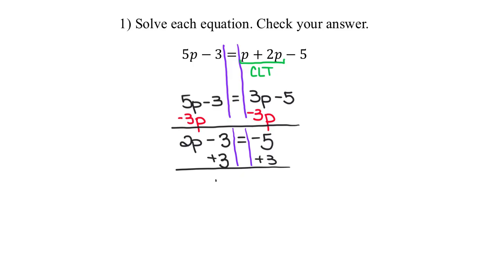Okay, all that's left now is 2p equals negative 2. Well, what do we do now? Divide both sides by 2. And our work is telling us that p is equal to negative 1.